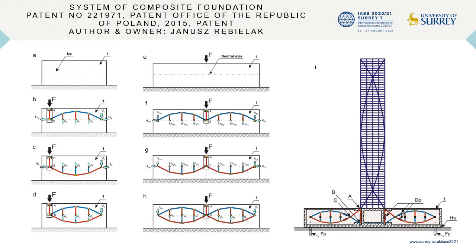The next proposed technical solution is called the Composite Foundation System. It has been invented for the needs of construction of heavily loaded buildings located on subsoil of very small load-carrying ability or in earthquake-prone areas. The point of this system is as follows.